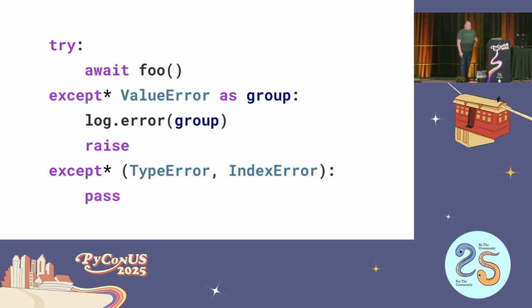And so the thing you need to remember about except star is that the thing that you catch, the thing that block hands you, will always be an exception group. And so if you have some exception, for example, an HTTP exception with a status code attribute, and you try to do group.statuscode, you'll get an attribute error because exception group does not have a status code attribute.